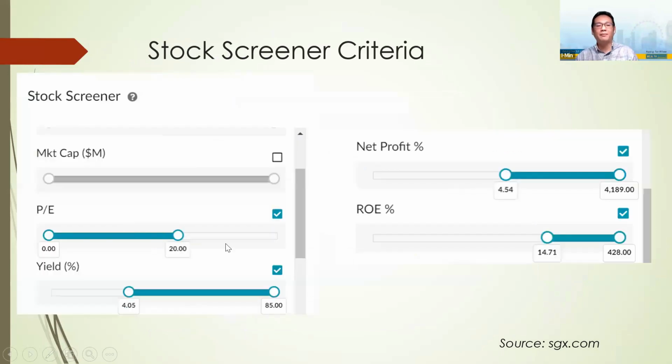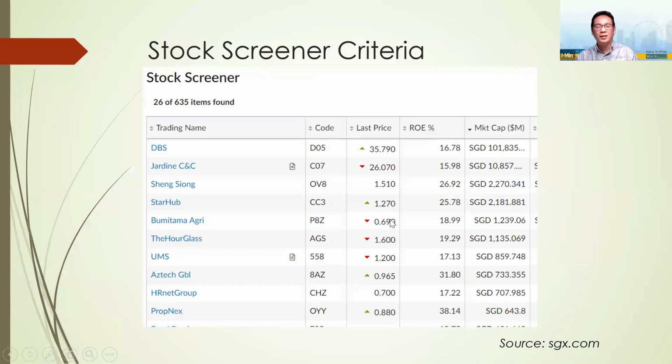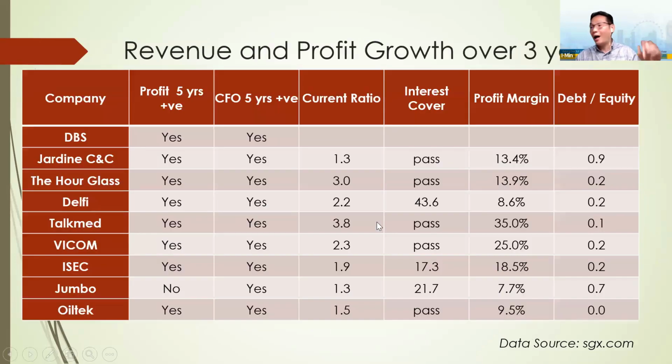So my criteria are PE less than 20, yield more than 4%, profit margin more than 5, ROE more than 15. So I reduced to 26 counters. All these 26 counters, I go one by one and see which ones are enjoying revenue and profit growth rate over the past 3 years. So I actually narrowed down to 9 of them. I do the 6 tests, so all pass.